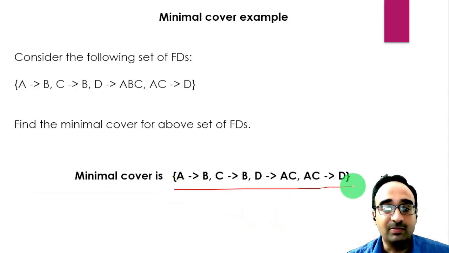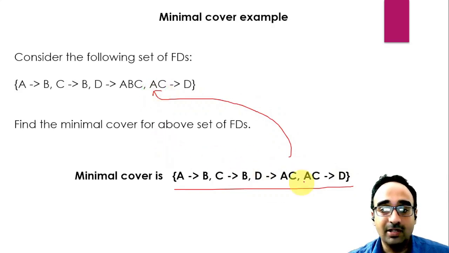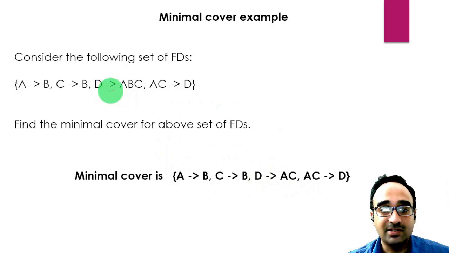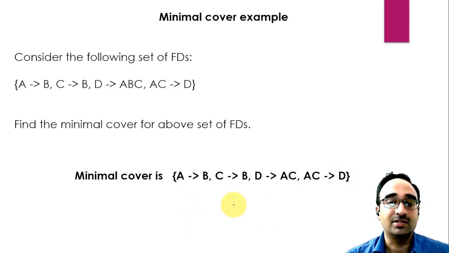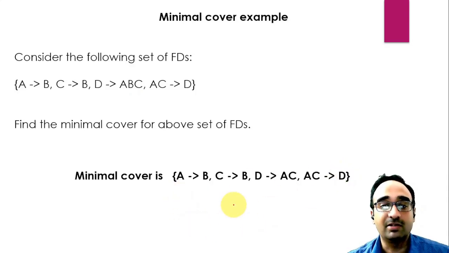So the minimal cover is this, for the original set of FDs. The only thing that is reduced here is that ABC is reduced to AC, right? This is called the minimal cover, and this is how you find the minimal cover for a given set of FDs, right?